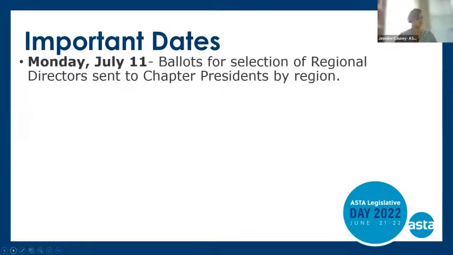So, some important dates. On Monday, July 11th, the ballots for the selection of regional directors will be sent to chapter presidents by region. So, those in the Northeast, you'll receive a ballot to vote for a regional director in the Northeast. Those in the Southeast region, you will be sent a ballot to select the regional director in the Southeast.